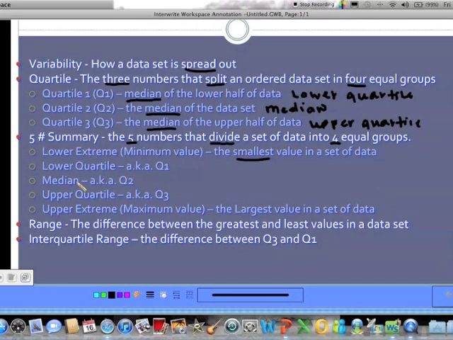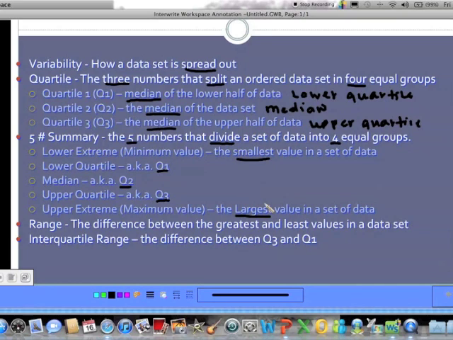It's made of the lower quartile, which is also Q1, which we just talked about, the median, or Q2, the upper quartile, Q3, and the upper extreme, which is the largest number in a data set. Those are the 5 things that make up a 5-number summary.